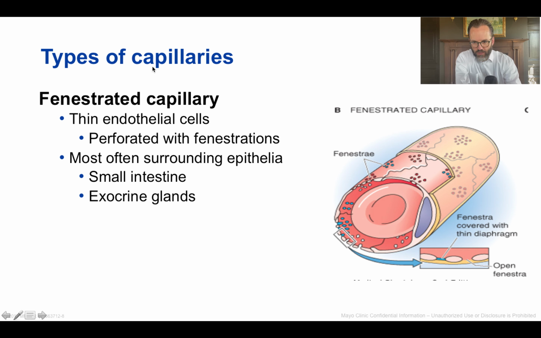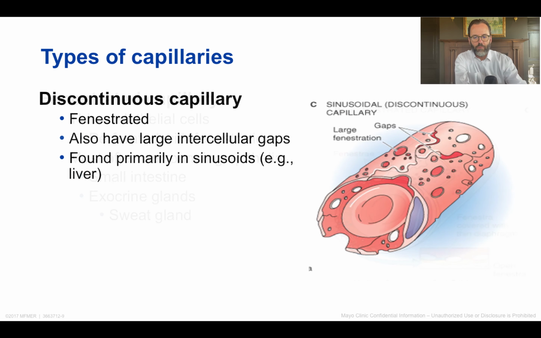Now, in contrast to that, when you look at fenestrated capillaries, here again we have very thin endothelial cells. These are perforated with fenestrations or fenestrae, as depicted in the image to the right. But importantly, these are most often surrounding epithelia. And so when we look at, for example, the small intestine or exocrine glands, such as sweat glands, there you want to be able to have significant increases in fluid flux or transport across these capillaries. And by having these fenestrae open, that enables the relatively large flux of fluid out of the capillary.